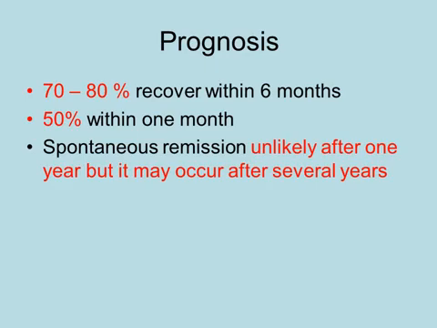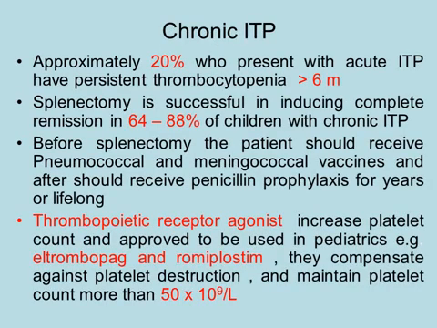Concerning the prognosis, in 70 to 80% there is recovery within 6 months, and 50% recover within 1 month. Spontaneous remission is unlikely after 1 year, but may occur after several years. Few words about chronic ITP. Approximately 20% of those who present with acute ITP may have persistent thrombocytopenia for more than 6 months.